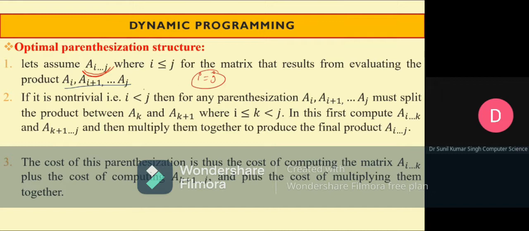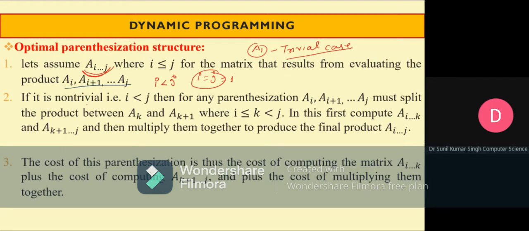If i is equal to j, that means only one matrix is there, maybe A1 or any matrix Ai. If i equals j, say 1, then it will be A1, or anything. So it is going to be a trivial case. I hope you are aware of the term trivial case, you have encountered it in databases. So it is going to be a trivial case. But if it is not like this, i is less than j, then look at the second point.